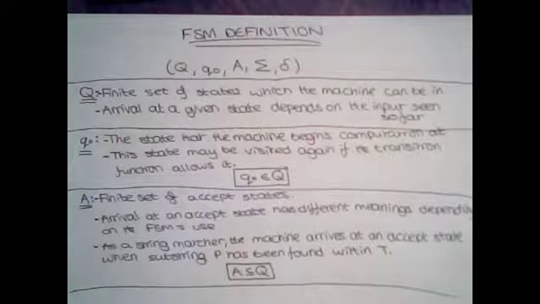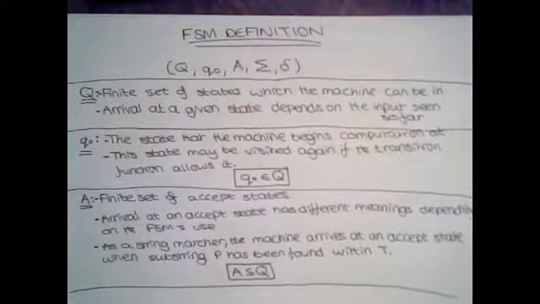Finite state machines are formally defined as Q, Q0, A, sigma, and delta. Q is the finite set of states which the machine can be in. Arrival at a given state depends on the input seen so far and the transition function of the machine. Q0 is the state that the machine begins computation at and is known as the start state. This state may be visited again if the transition function allows it, and Q0 is always a member of Q. A is the finite set of accept states. Arrival at an accept state has different meanings depending on the FSM's use. As a string matcher, the machine arrives at an accept state when substring P has been found within T. A is a subset of Q.